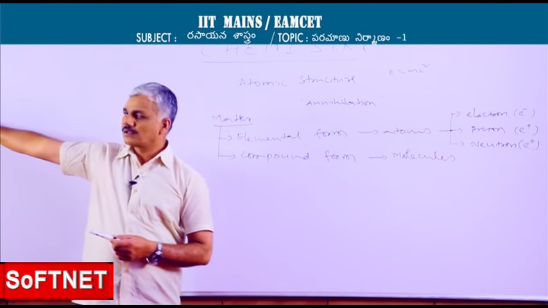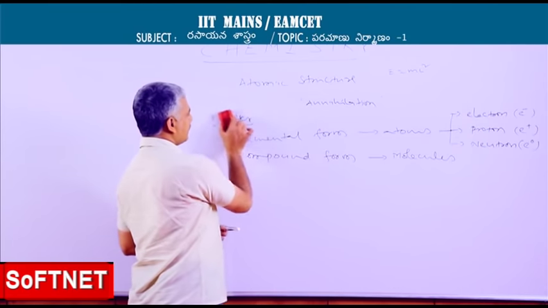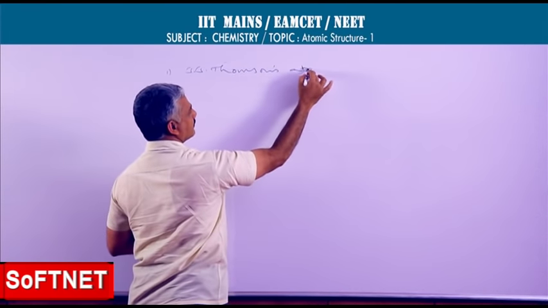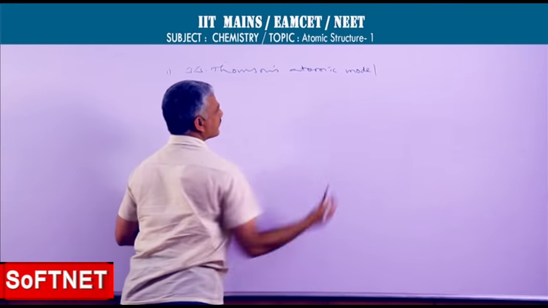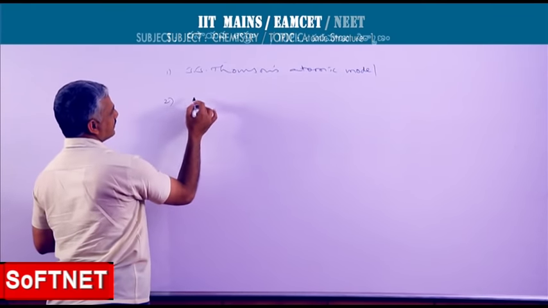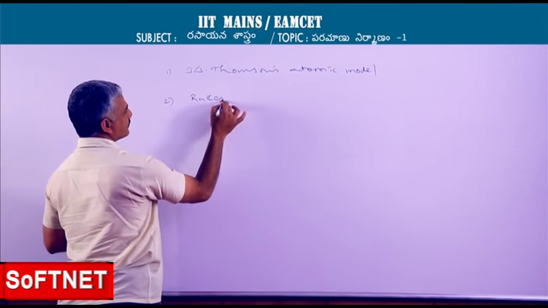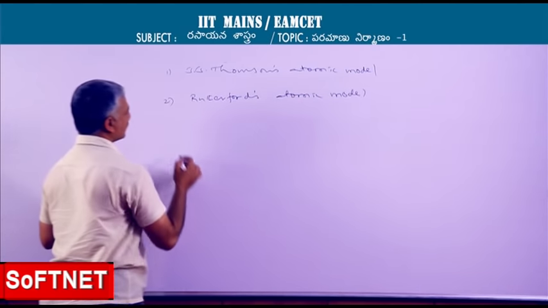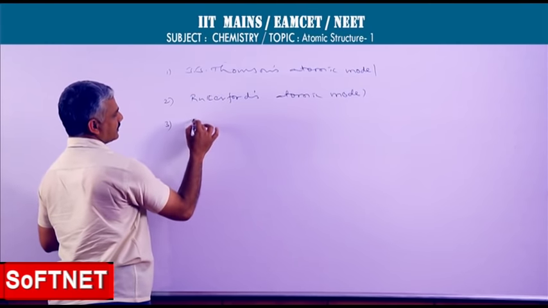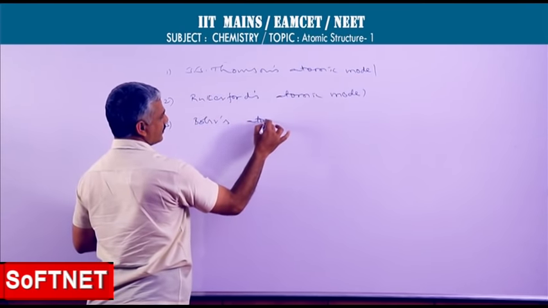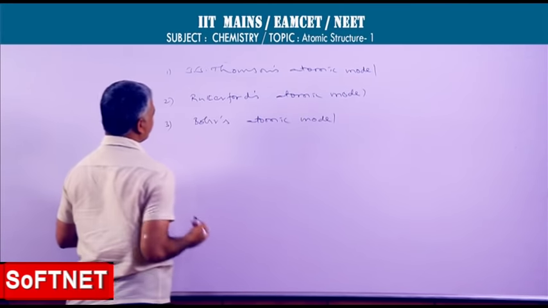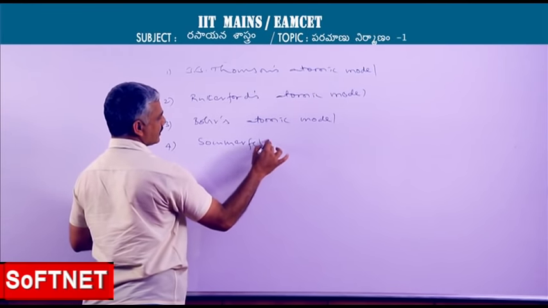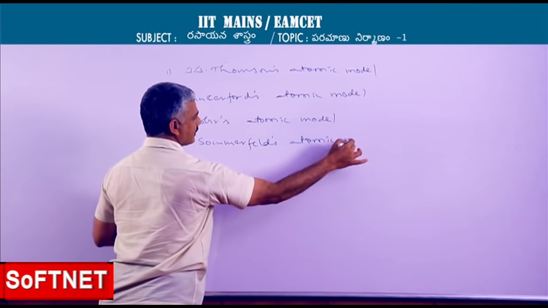Till date, 5 atomic models have been developed. J.J. Thomson's atomic model. Next atomic model is called Rutherford's atomic model. An improvement over Rutherford's atomic model is Bohr's atomic model. And then came into picture Sommerfeld's atomic model.